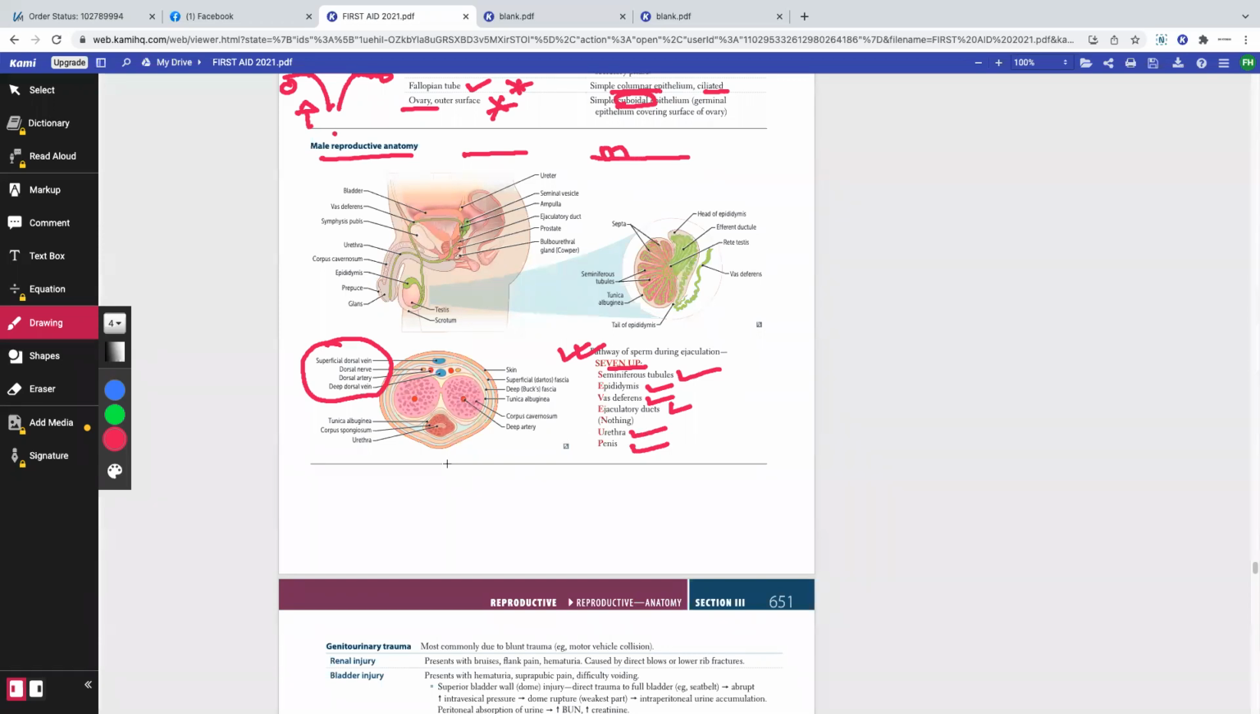Then sperm ejection. What is ejection? Ejection is the speed at which the sperm comes out. The ejection speed of the sperm is directly responsible for your conception. Ejection is sympathetic, parasympathetic, or somatic? Fast answers, please. The answer is somatic. Very good. Ejection is dependent on the pudendal nerve. Always remember this. Ejection is somatic.